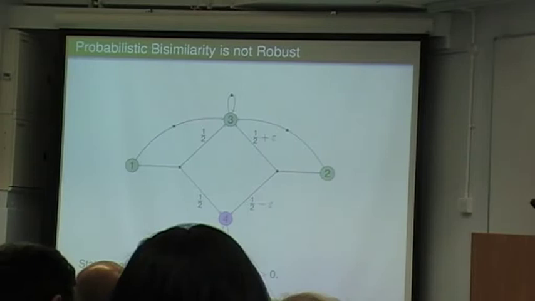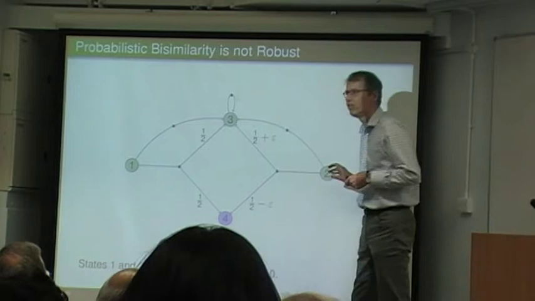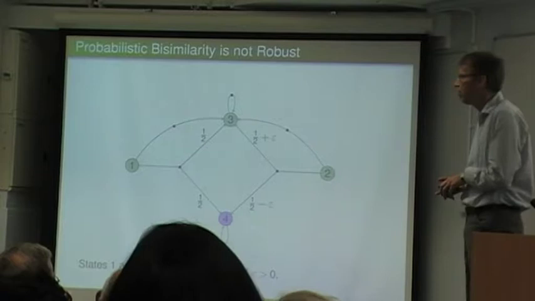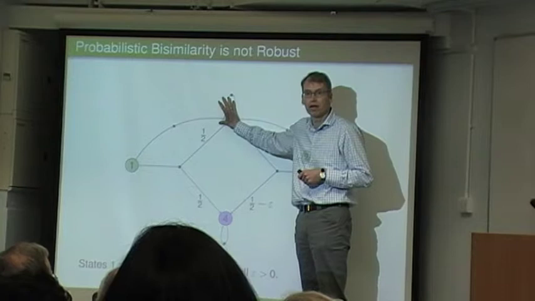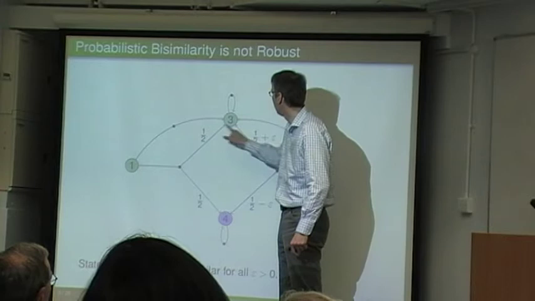Now let's have a look at a slightly different automaton. The probabilistic transitions from these and these are almost the same, but we modify them by a small, positive amount. By the way, 3 and 4 are different colors, so they're not equated and are not in the same equivalence class. When I want to match this transition with another transition, this is the only option I really have. But then these two numbers are not exactly the same, and these are separate equivalence classes.